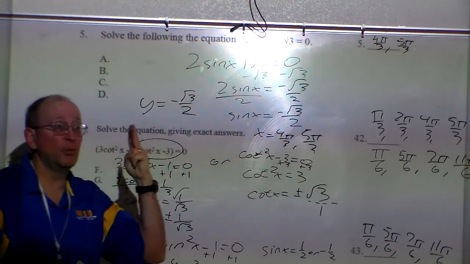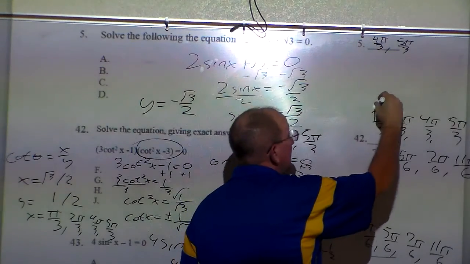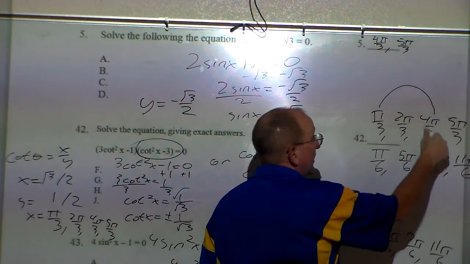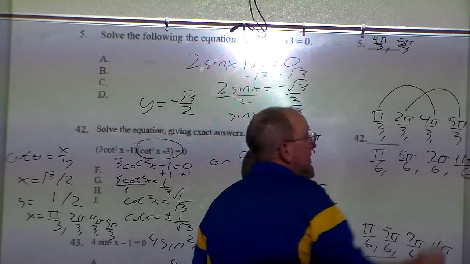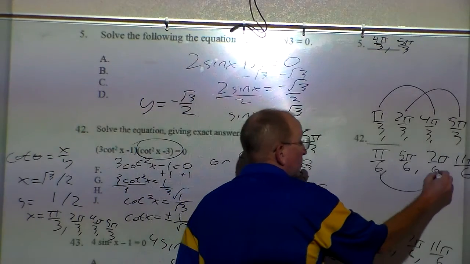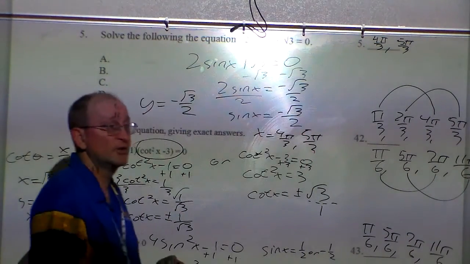Now, I would be pretty lenient on this one, because technically, what is the period of cotangent? It's not 2 pi, but 1 pi. Because if you take pi over 3 and add 1 pi to it, what do you get? 4 pi over 3. And if you take 2 pi over 3 and add 1 pi to it, what do you get? 5 pi over 3. And the same with pi over 6 and 5 pi over 6, those answers.